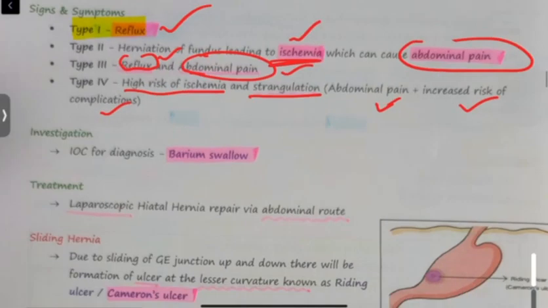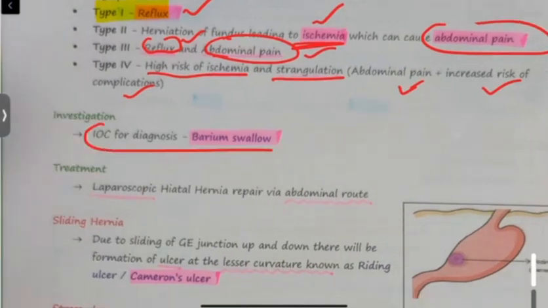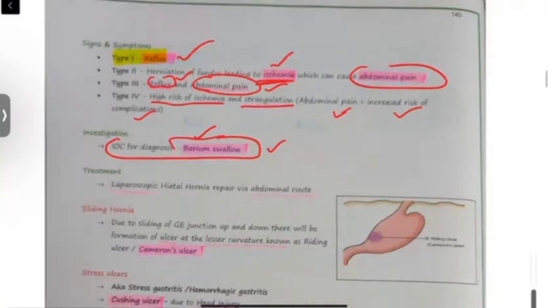So how will we diagnose this? Basically investigation of choice is barium swallow. We'll give the patient barium and ask him to swallow along with some liquid, water or something, 1 liter of water I think, and we'll take serial x-rays. Since barium can be seen on x-ray, we can visualize the structures and say if there is hiatal hernia.